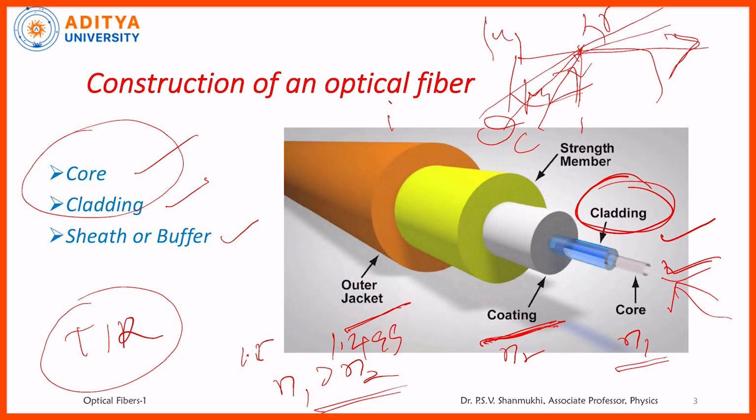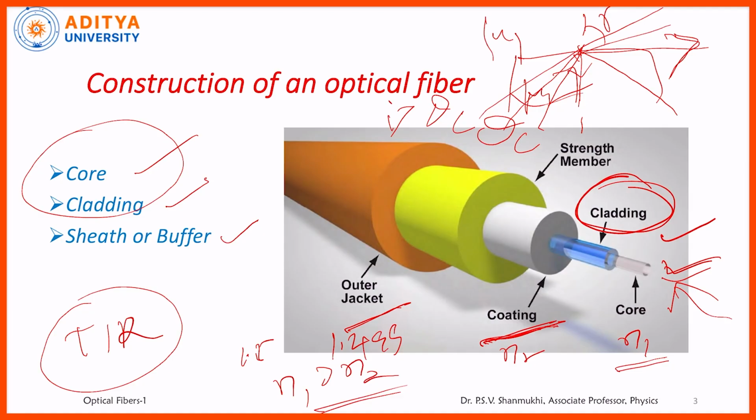Suppose the incident angle i is greater than theta c, what happens? The light ray will be reflected back into the same medium itself. That means for total internal reflection we should satisfy two conditions. One is that the light ray should travel from denser to rarer medium. Second, the incident angle must be greater than the critical angle. Then the light will be reflected back into the same medium itself. That phenomenon is called total internal reflection.